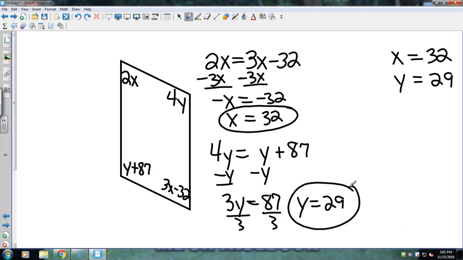Again, just practical application of Chapter 7, Section 2. So this is a real short one, proving that a quadrilateral is a parallelogram.